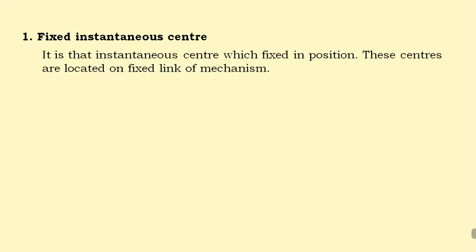The definition I wrote is that it is that instantaneous center which is fixed in position, and these centers are located on the fixed link of the mechanism. That means during the movement of the links, the instantaneous centers will not be changed at all. So those centers will be at a location wherever they are placed in every situation. That is why those centers are called fixed instantaneous centers. For that, we take one example here.